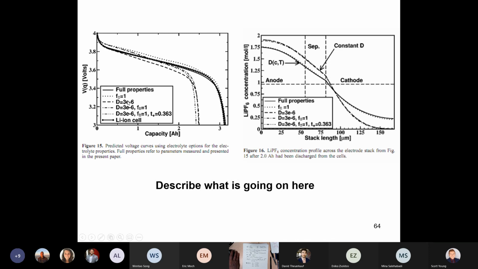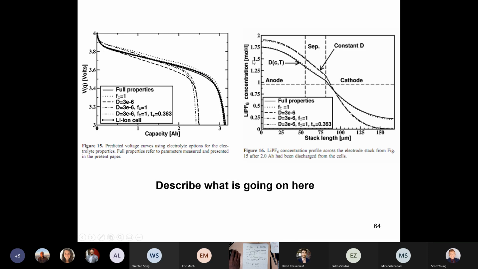But anyway, there's a lot of these dash curves that you see here, which predict a small capacity. And in this case, he was using a fixed diffusion constant, you can see. To model the full lithium-ion cell, which is one of these data sets over here, he used what he calls full properties, which are a diffusion constant that depends on temperature. And then he was able to model things quite well.